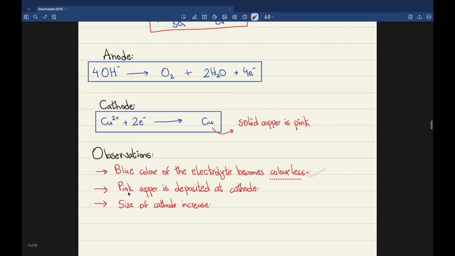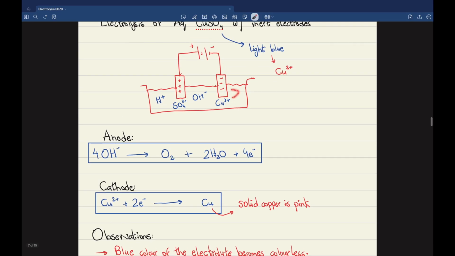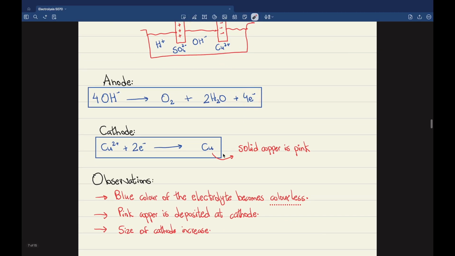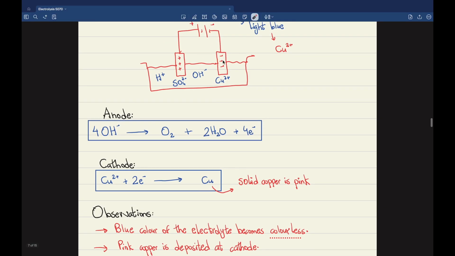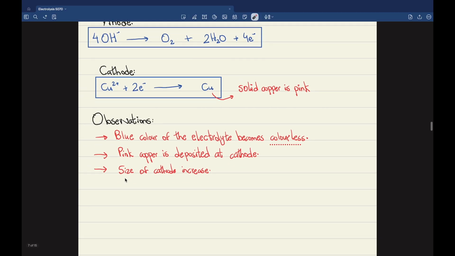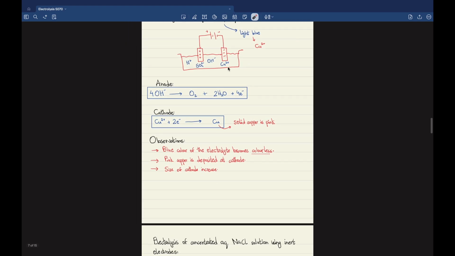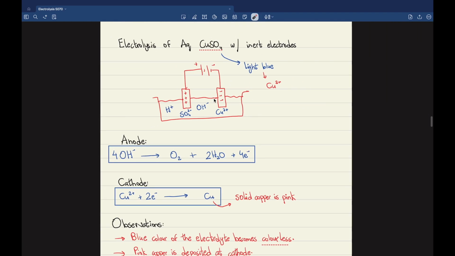That's the first observation. The second observation is that pink copper is deposited at the cathode. Why cathode? Because the cathode is where the cation goes. The cation is copper 2+, and it goes towards the cathode. It gains the electrons coming all the way from the anode to the cathode, traveling through the external circuit, and hence it forms a pink solid. That pink solid gets attached to the cathode like this, and hence the size of the cathode increases, because the pink solid gets attached to it.